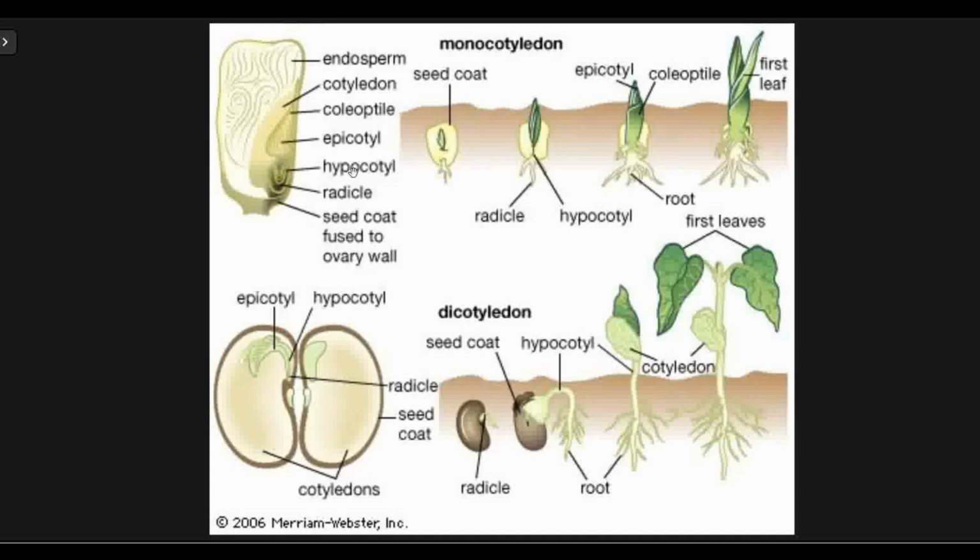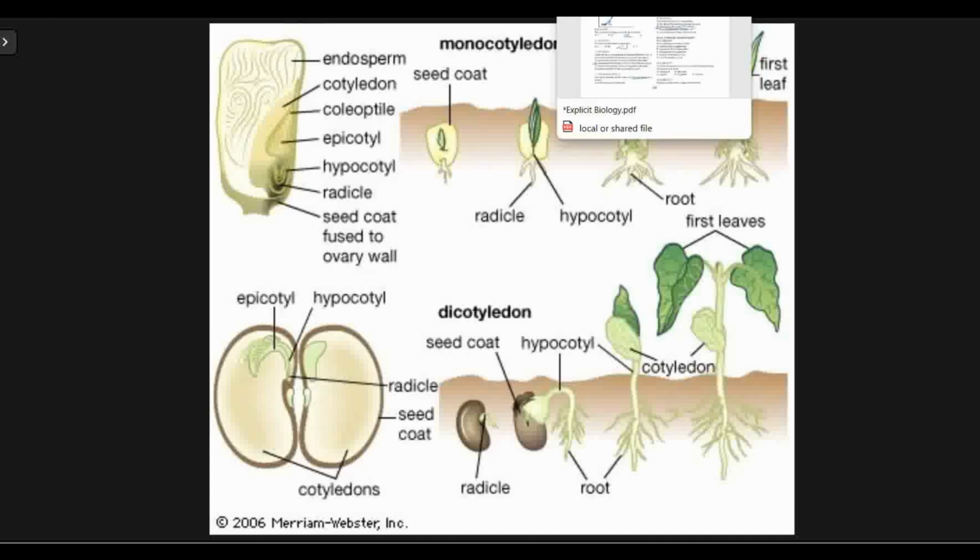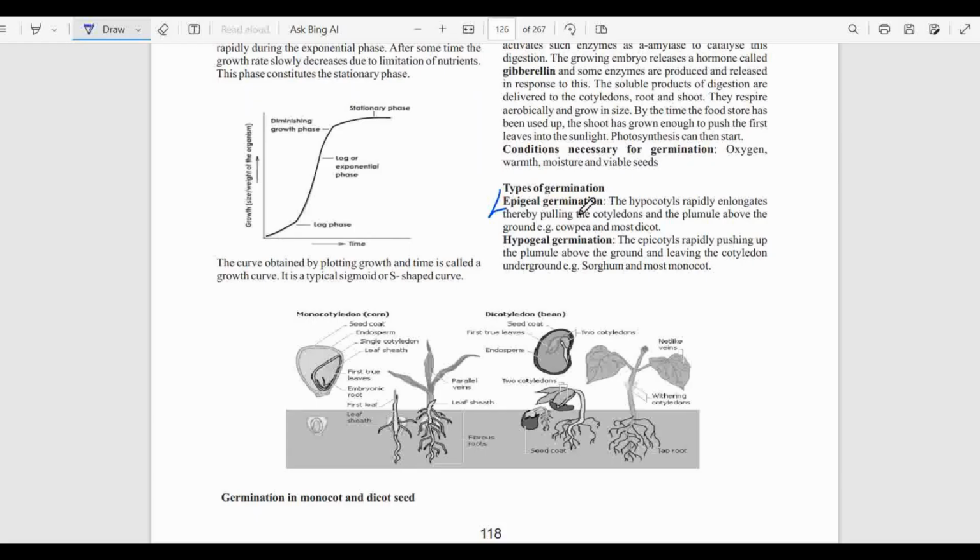So when germination occurs, the rate of movement of the epicotyl or the hypocotyl determines the type of germination that you get. Okay, so let me go back to the note. Now, in epigeal germination, I've explained what hypocotyl and epicotyl are. The hypocotyl is the part that is growing towards the root. If this part rapidly elongates, it pulls the cotyledons and the plumule above the ground, like when you're growing your bean or your cowpea. So this is what you get in a dicot germination.